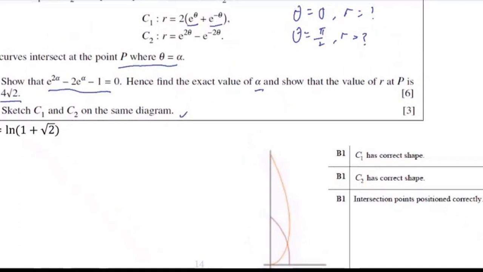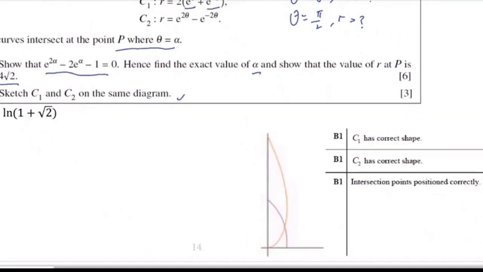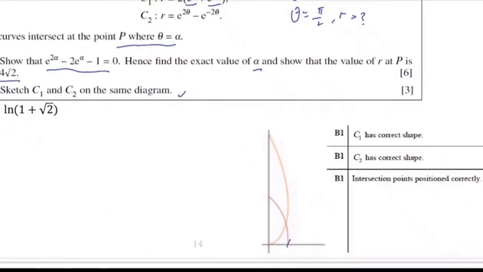C1 is the red curve. When theta equals 0, it has this value. When theta equals pi over 2, it has this value. And we can actually sketch C1 first. We'll sketch C1 and it will be something like this.